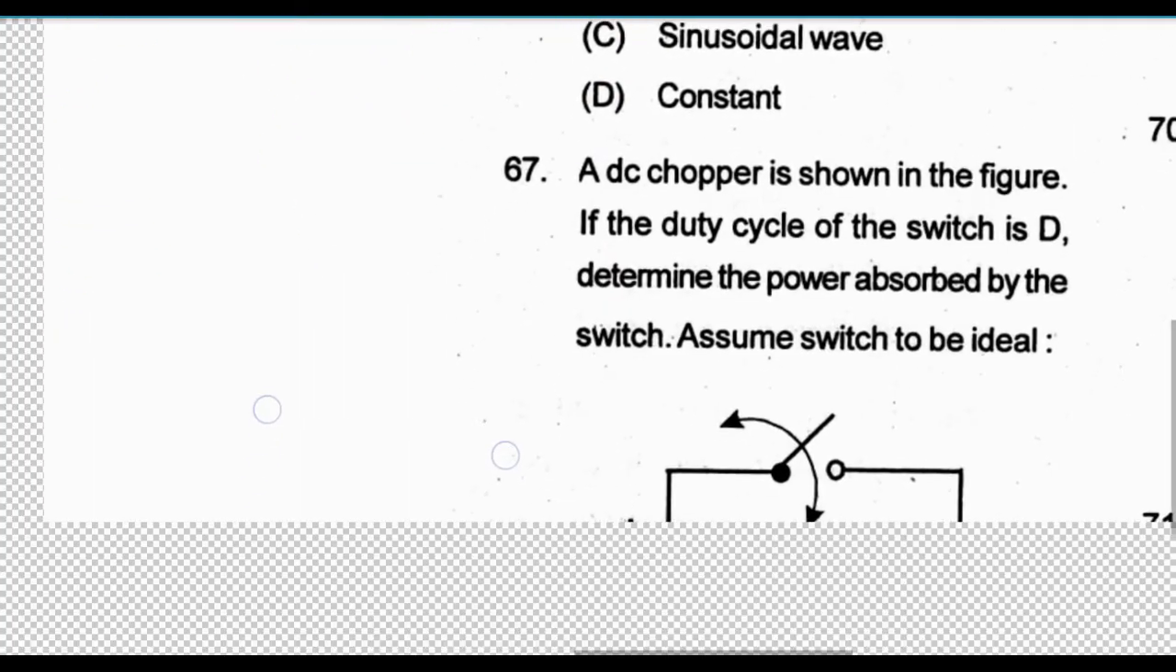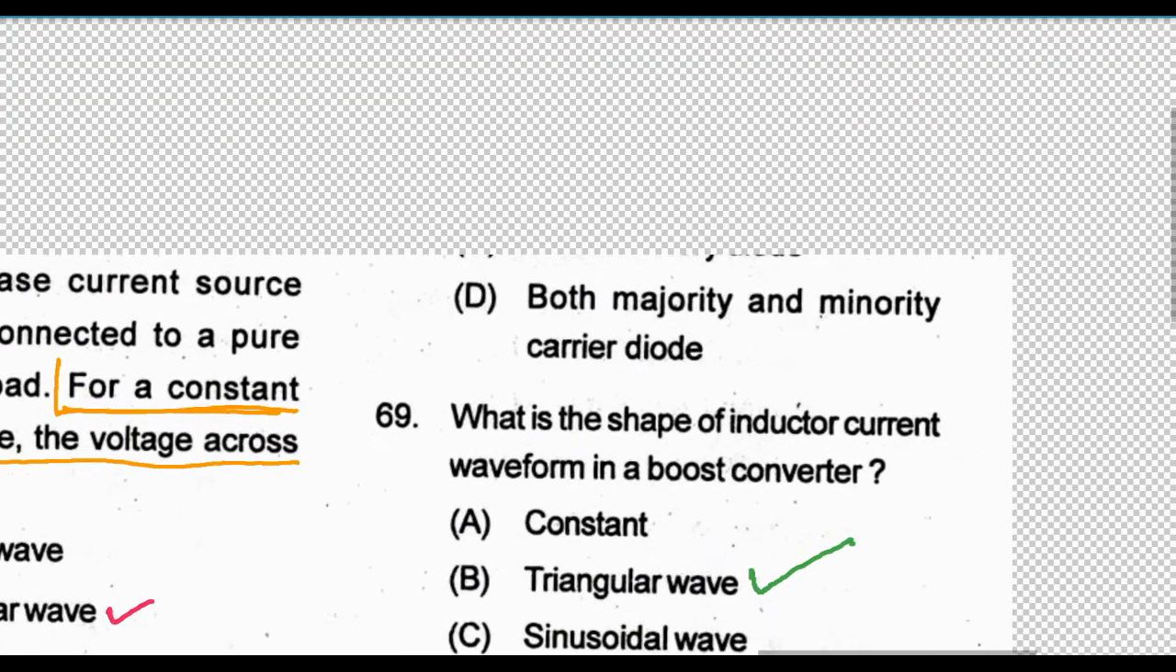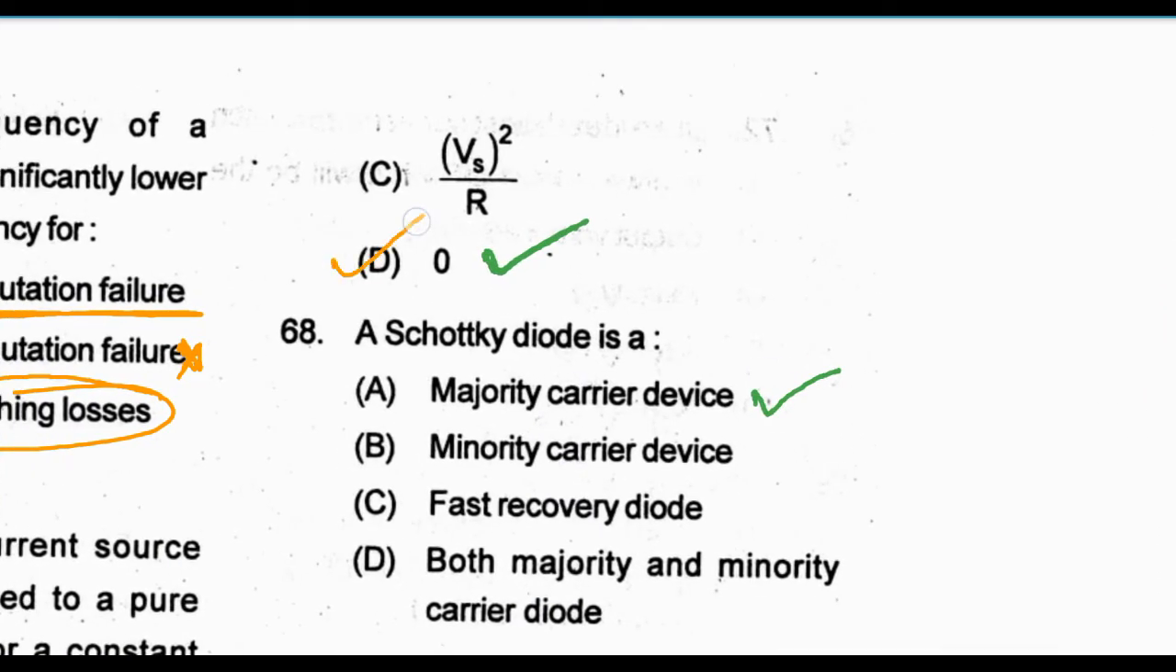Next is, a DC chopper is shown in the figure. If the duty cycle of the switch is D, determine the power absorbed by the switch, assuming the switch to be ideal. So here also forget everything and only consider this one. Assume the switch to be ideal. For an ideal switch, what should be the power absorbed by that switch? Power absorbed should be 0. So here the answer will be 0. If the switch is not ideal, then it will absorb some power.